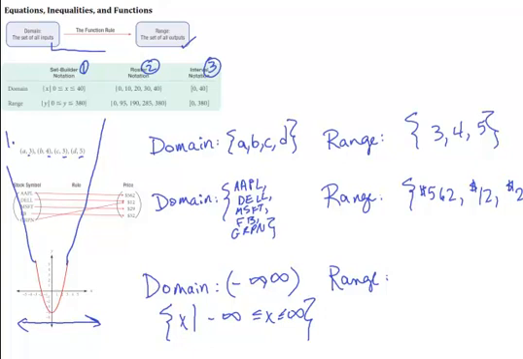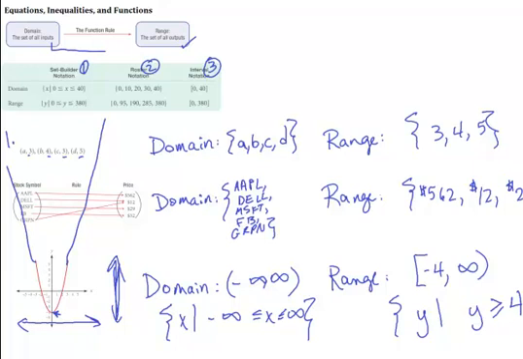The range, I'm looking up and down. Notice that the smallest y value I have is right here. It's at -4. So it goes from -4 on up to infinity for the range. Set builder notation would look like the set of all y such that y is greater than or equal to, because it can include on this one, -4. And that is an assortment of the kinds of problems that you'll have to do for this section.